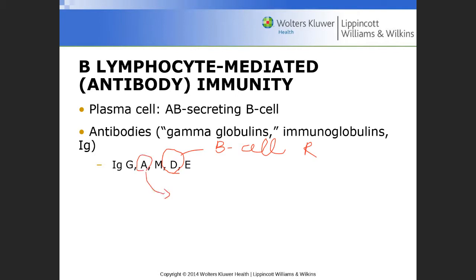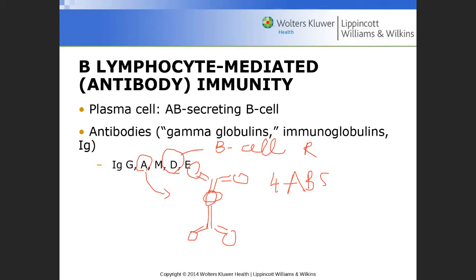IgA usually occurs as a dimer. So a dimer is like this. Here's one immunoglobulin, and it sticks together with this linker to another immunoglobulin. So IgA would have 4 antigen binding sites. Okay, so you have one here, one here, one here, and one here.